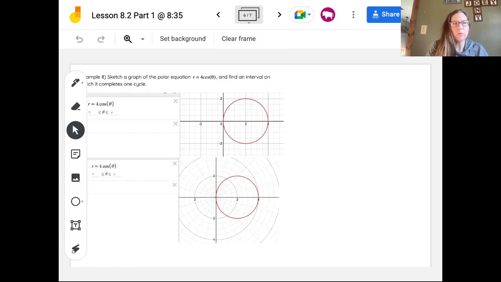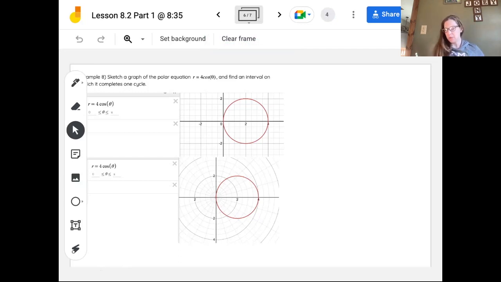Before we move on to the next lesson, today we want to talk about how we can find the interval in which the cycle is complete and when it will start over again. That's the idea. So in this particular example, notice when I put it into Desmos, I have the regular XY Cartesian plane, and then I switched the graph to polar coordinates. And we see we have r is equal to 4 times cosine of theta.